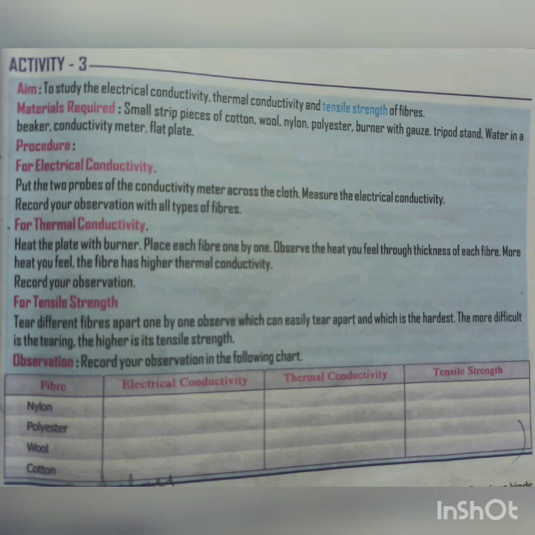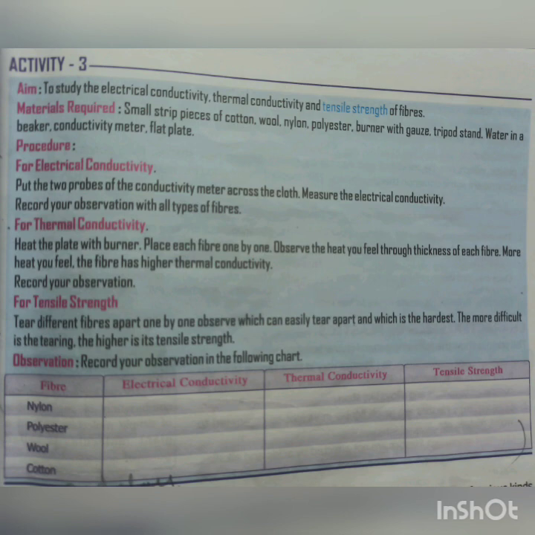Next, we are going to test the thermal conductivity. What is thermal conductivity? Thermal conductivity is the ability of a material to conduct heat. For that, heat the plate with the burner. Place each fiber one by one. Observe the heat we feel through the thickness of each fiber. The more heat we feel, the higher the thermal conductivity of the fiber. For this also, we have to record our observation.